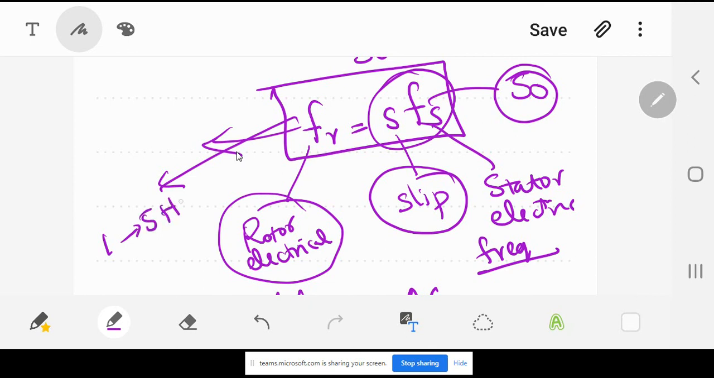The reason is that the slip goes from 0 to approximately 0.1. This is the maximum. Why is this the maximum? Because the slip difference is not more than like 10% of the total speed. So it is not going to be more than that.